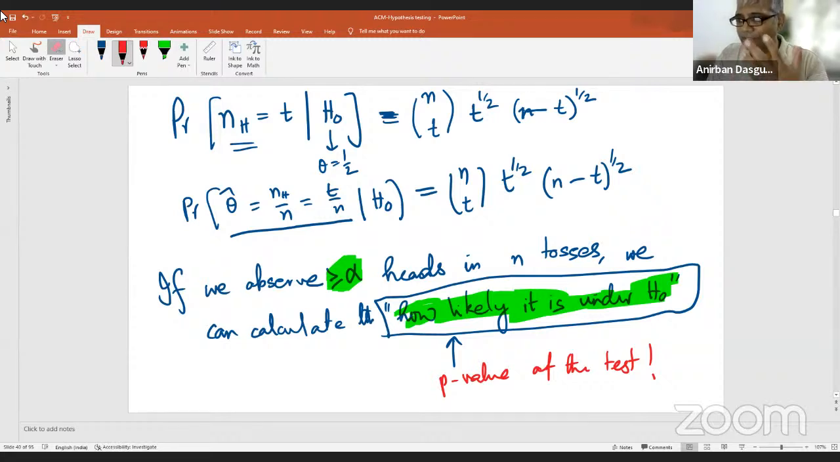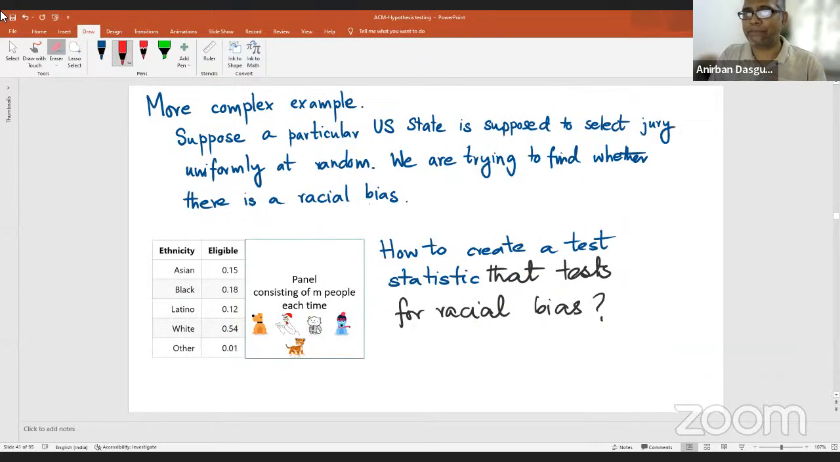Questions? Let's go forward and see a slightly more complicated example. Here is a more complex example. It's a very important one, as you will see.